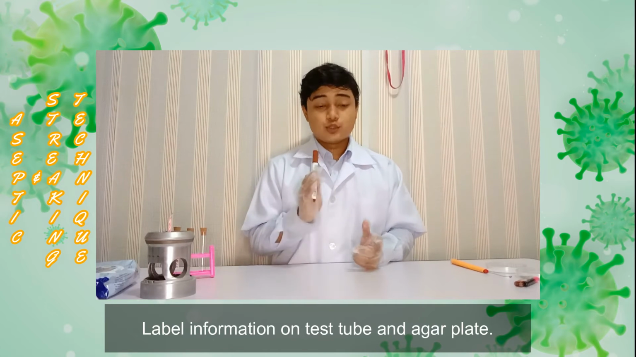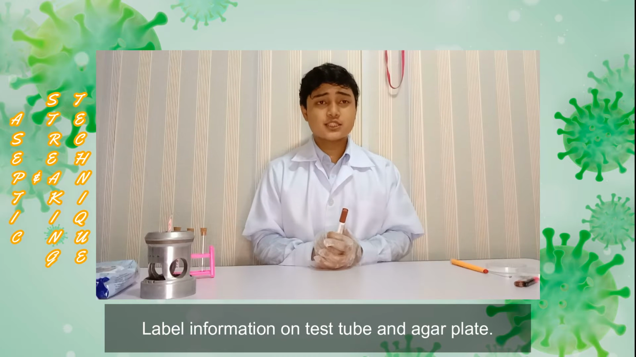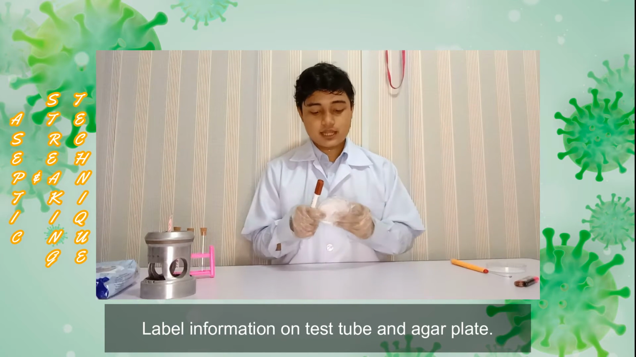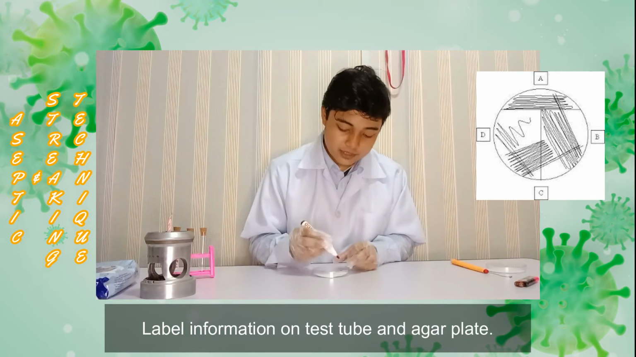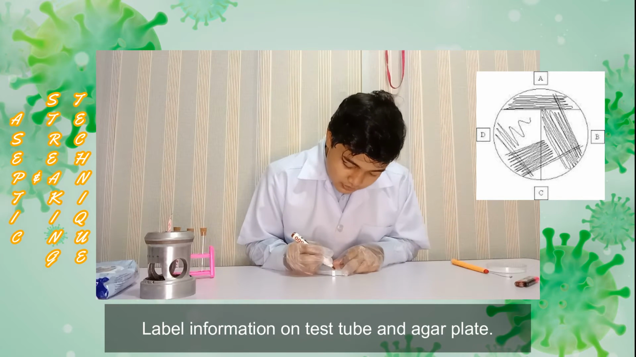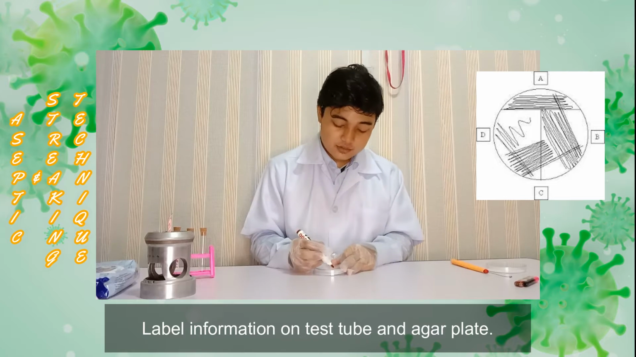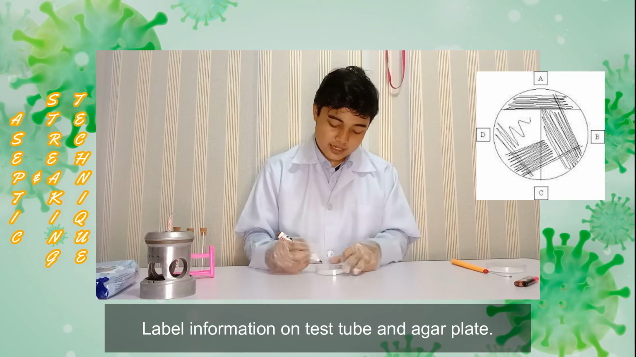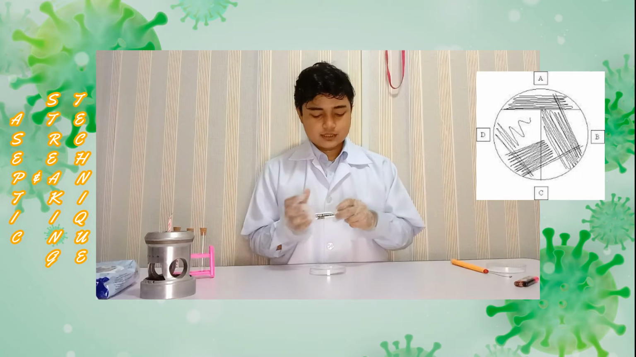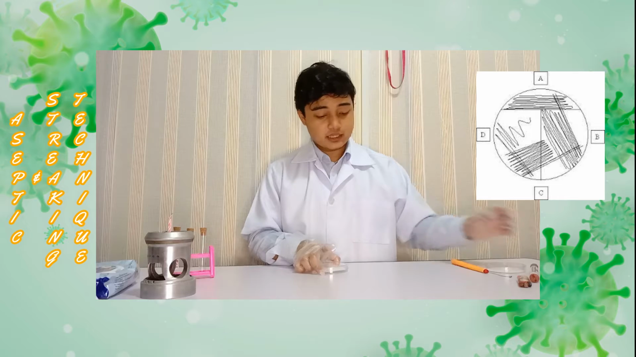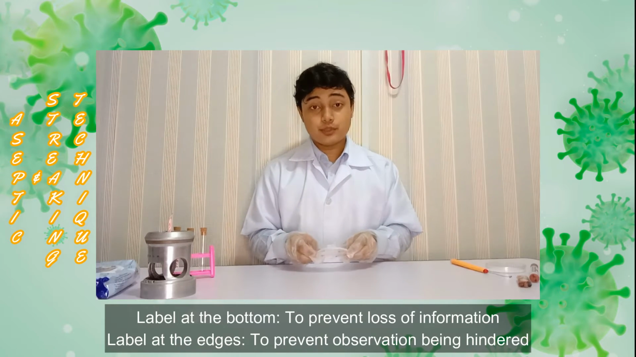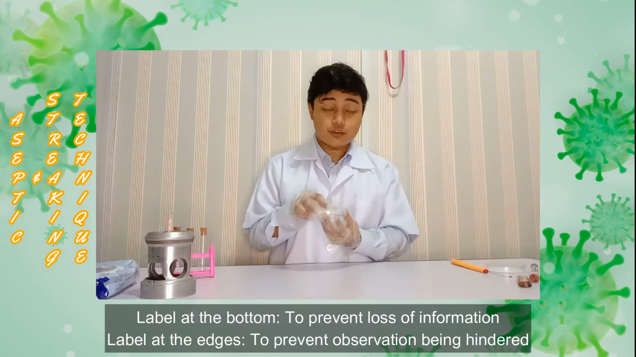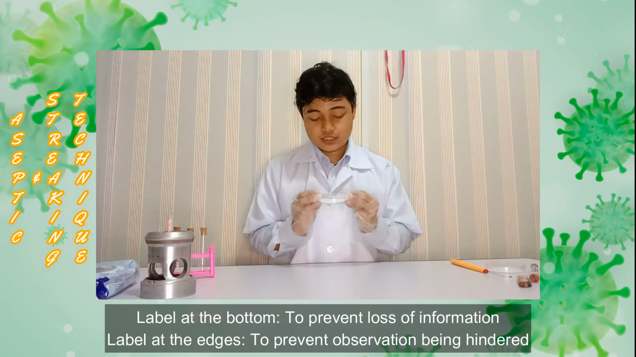To label the nutrient agar plate for the streaking technique, since we have four sections, we label them as A, B, C, and D. First, we label A at the bottom of the agar plate, and we rotate and write B, rotate again 90 degrees, C, rotate again, and write D. The reason I label A, B, C, and D at the bottom and at the edge is that we don't want the information to be lost in case the cover of the plate is lost.